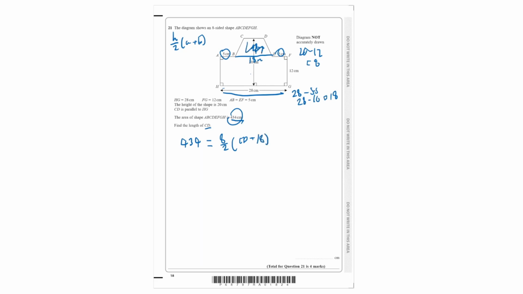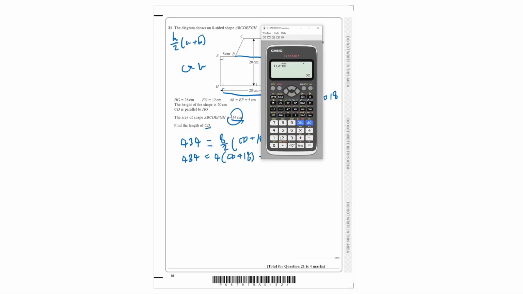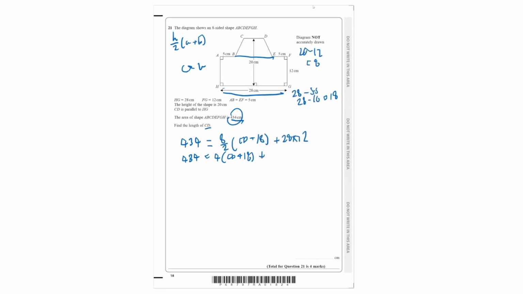Now that we have the area of the trapezium, we can then find the area of the rectangle. And the area of the rectangle is already given as length times width, which is 28 times 12. Plus 28 times 12. We can simplify this. 434 is equal to 8 divided by 2 is 4. 4 into CD plus 18 plus 28 times 12. We can use our calculator here. 28 times 12 gives us 336. We can then continue to multiply.